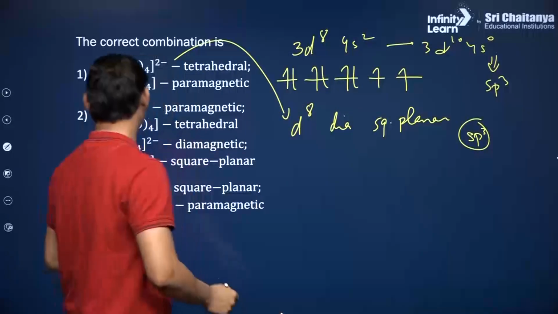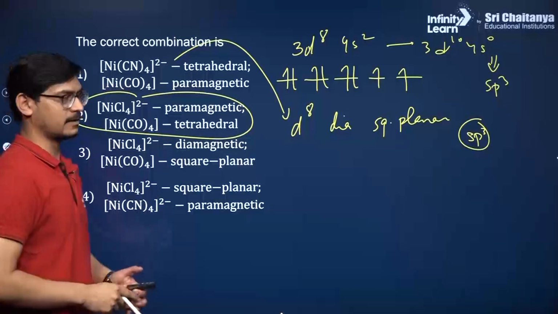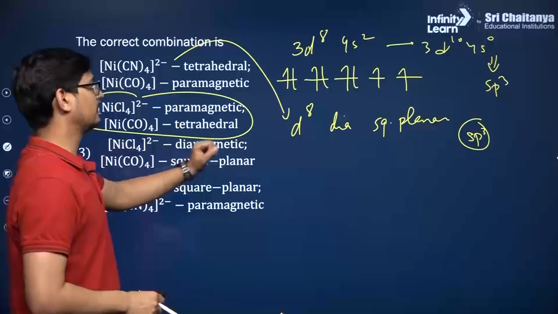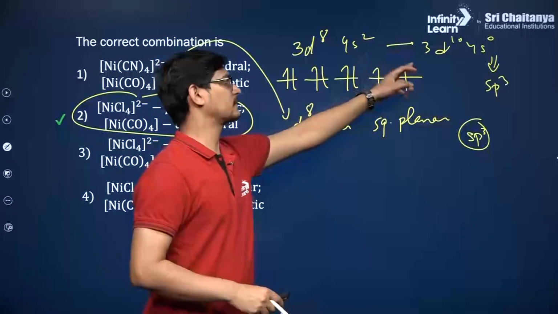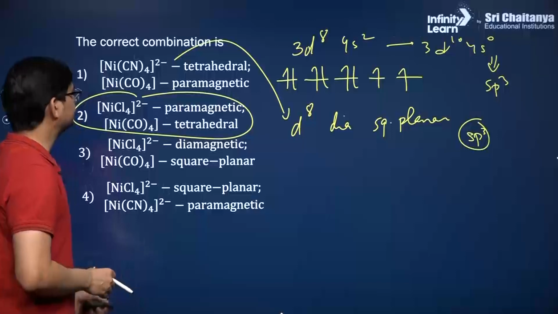So the correct answer to this question is option 2, right? NiCl4 2- is paramagnetic because of the two unpaired electrons, and Ni(CO)4 is tetrahedral, right? Because the electrons are forced to pair up and thereby vacate the s orbital.